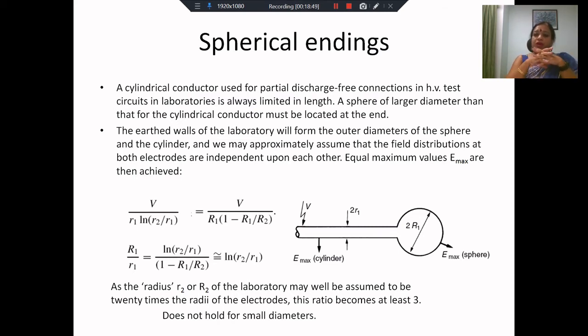Remember, this is only true for large electrodes. If you have very small electrodes with very small diameters, then this kind of analysis is not going to be useful. We would actually have to compute the electric fields, taking into consideration all the details, and find out what kind of fields we expect. So in that case, this thumb rule is not going to work. You have to do a proper numerical computation, because of course most of the time analytical computation will not be viable. So this is how we can figure out what kind of end termination we need to decide for a cylindrical conductor.